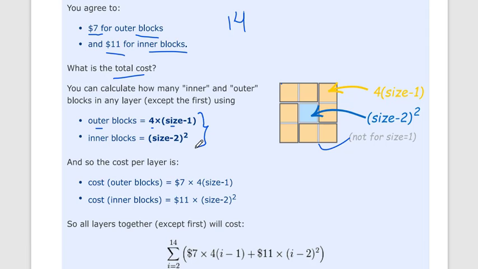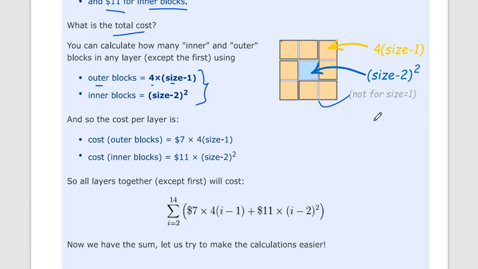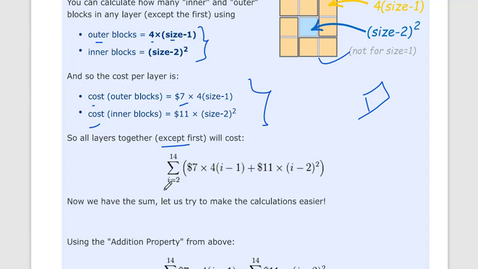So this is the equation for calculating outer blocks and inner blocks. Now what is the cost? The outer block cost is $7 times 4 times size minus 1, and the inner cost is $11 times size minus 2. Now we have to add all the layers together, except the first layer, which is only one block. So we start from the second layer, i is equal to 2 to 14.